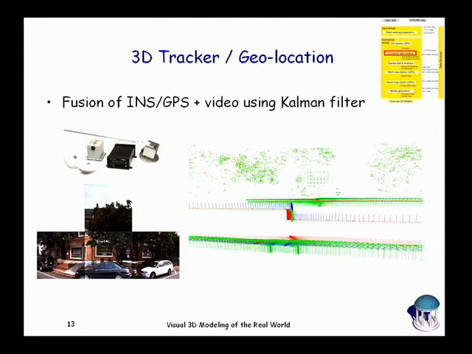And notice this is about a $150,000 system from Applanix, and it's post-processed. So it's a lot worse if you would do it in real time on the fly online.